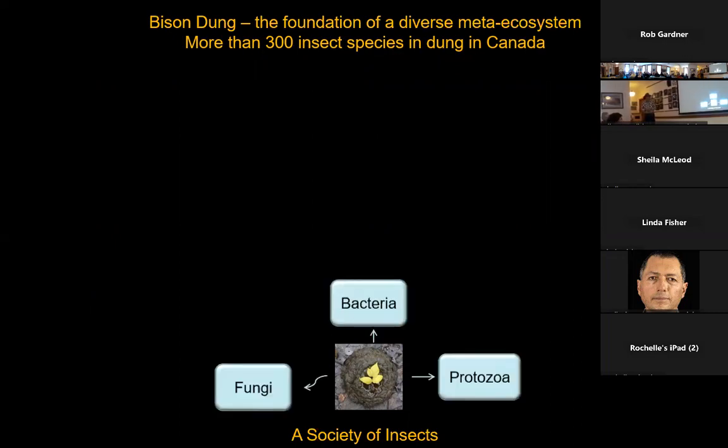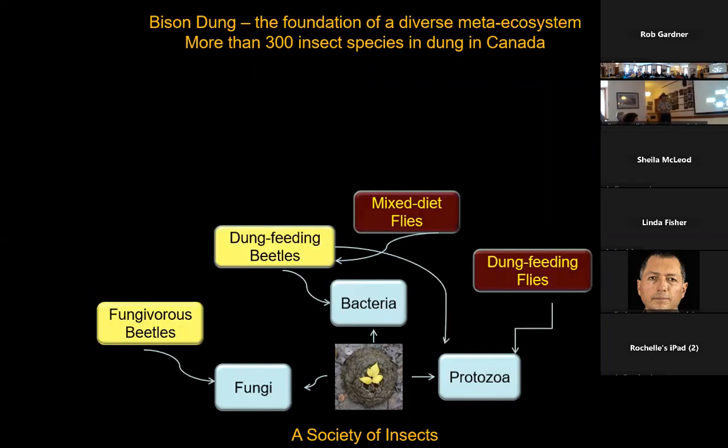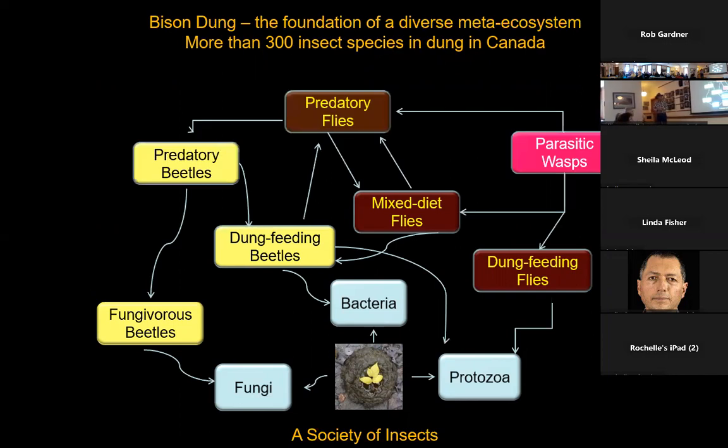graphs, I guess you'd call them. So the fungi, bacteria, and protozoa arrive with the dung when it lands on the landscape. And within minutes, literally within minutes, these three are hunted by a whole host of other insects and flies and everybody else, called coprophilous insects. And they in turn are preyed upon by a whole host of predator beetles and flies and wasps.